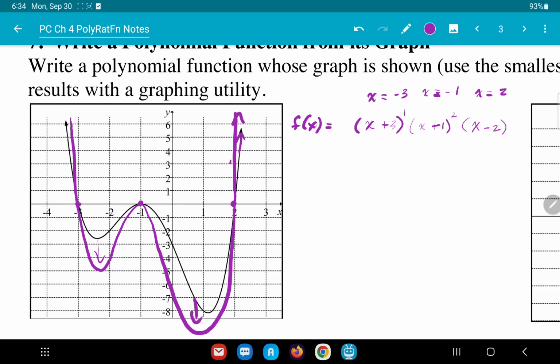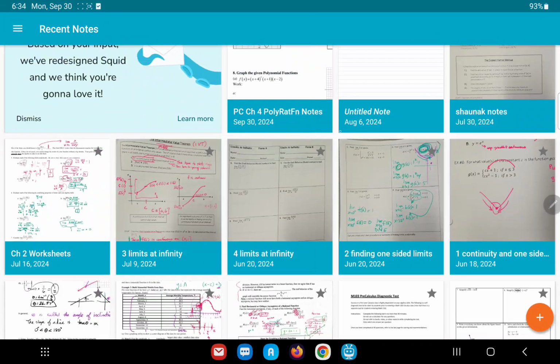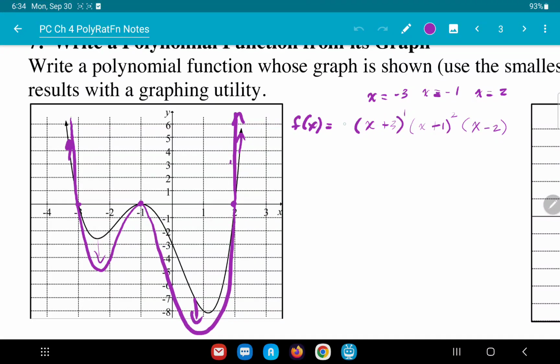And when you stretch the graph vertically, what you're basically saying is that you're multiplying the function by some vertical stretch or shrink. So that's times the a value. And so what we're going to do is solve for that a value now.